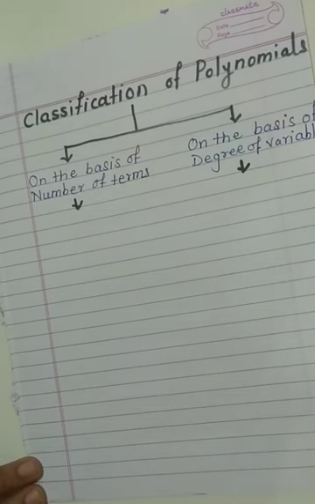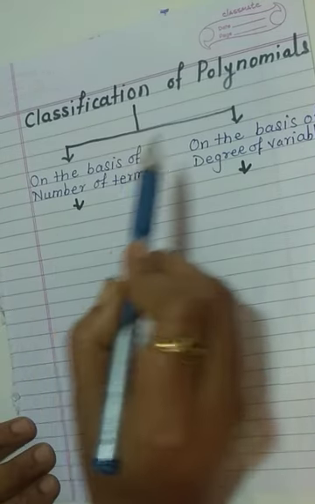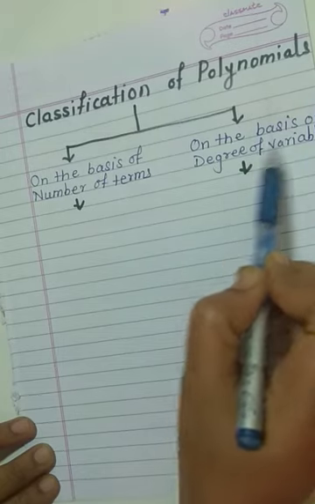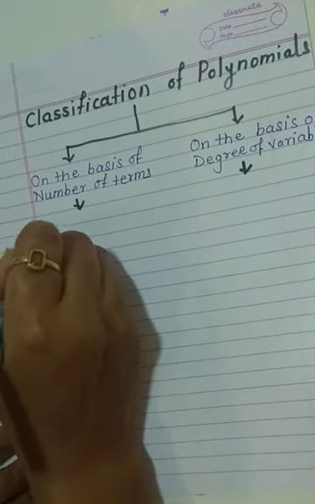Now the classification of polynomials. It is done on the two types of basis. First is on the basis of number of terms, and second is on the basis of degree of variable. Now under this, the first type is monomial.